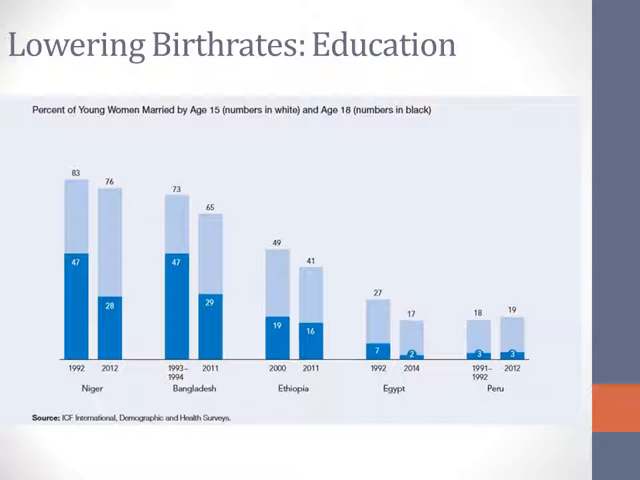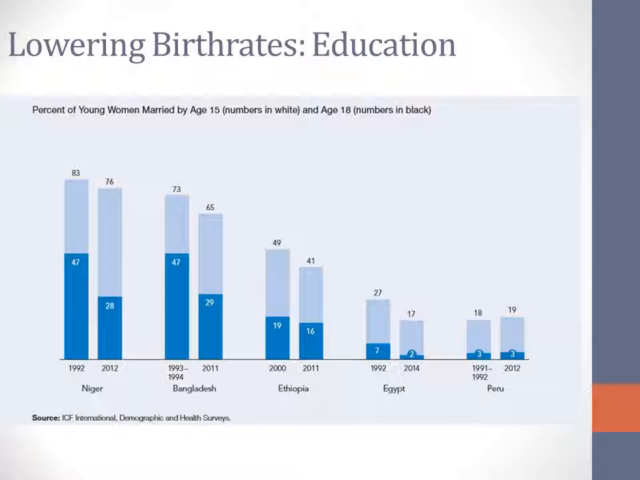This graph shows the declining numbers of young women married early in selected countries: Niger, Bangladesh, Ethiopia, Egypt, and Peru. It shows the age at marriage in an earlier year, so for Niger, 1992, and then for 2012. The darker blue portion of each bar shows the percent of young women married by age 15, and then the lighter blue portion shows the percent married by age 18.